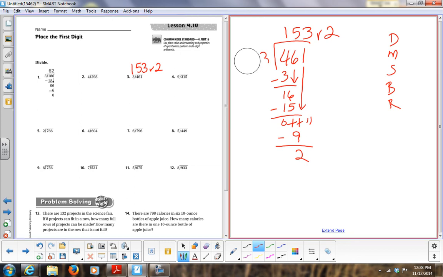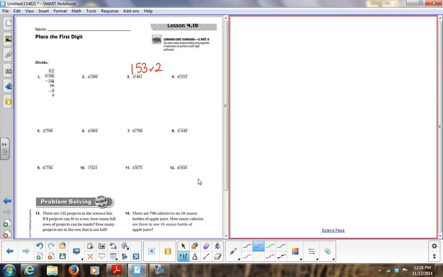Number 6. Oh, wait. That one is 2. Quiet. Where do I place the first digit of my quotient, Levi? In the hundreds place. 6 divided by 4 is? 1. 6 divided by 4 is 1. 4 times 1 is 4. 6 minus 4.